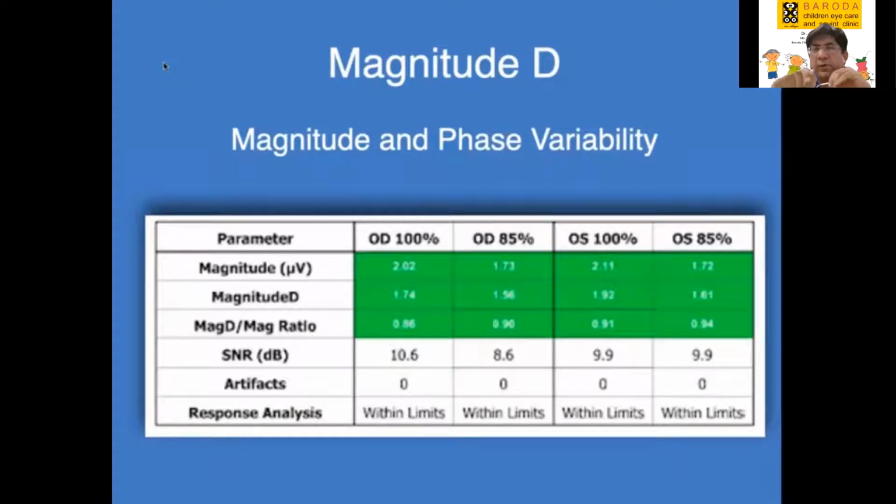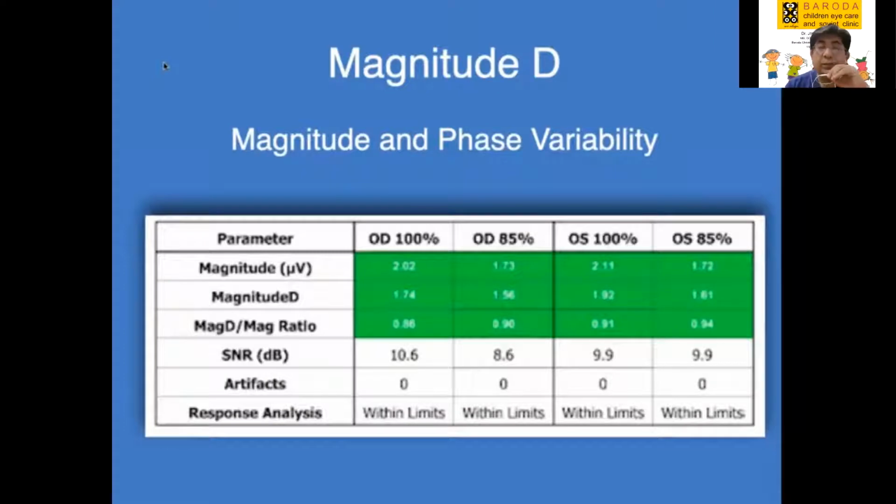So basically, even if the magnitude is normal and magnitude D is abnormal, it shows that the phase variability is very high and there is a chance that there is retinal ganglion cell dysfunction. So ideally the magnitude D should be as close as possible to the magnitude. Then the variability is low.